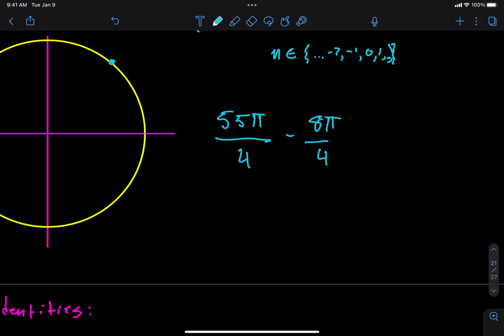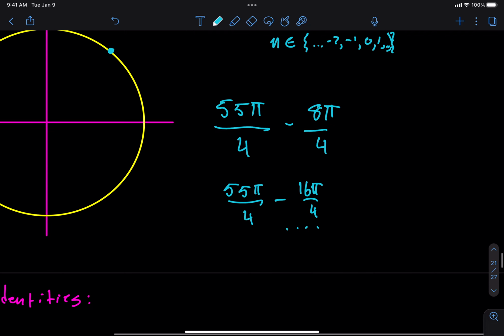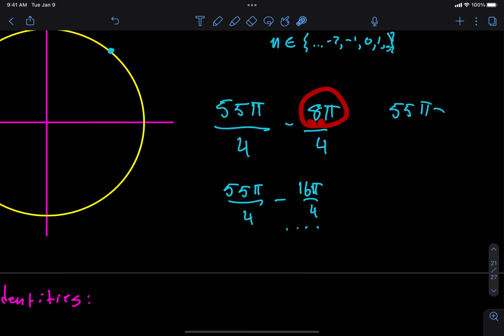I can think, well, should I do 55 pi over 4 minus 8 pi over 4, or should I do 55 pi over 4 minus 16 pi over 4? No, that's still not going to get me what I want. What do I want to do? I want to do probably like 55 pi over 4 minus, what would be the correct multiple? Well, I want this number to be something like 48 pi over 4.